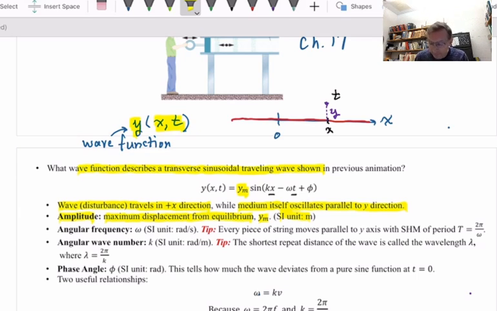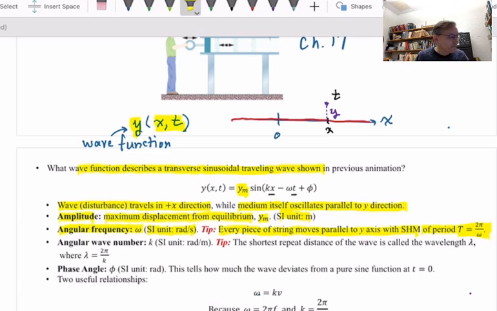How about the omega? Same name as chapter 15, the angular frequency of the wave. Same units as chapter 15, radian per second. And here's a tip that's a very helpful thing to remember. Every piece of string moves parallel to the y-axis with simple harmonic motion, and the period of that simple harmonic motion, capital T, is related to the angular frequency omega by capital T equals 2 pi over omega.